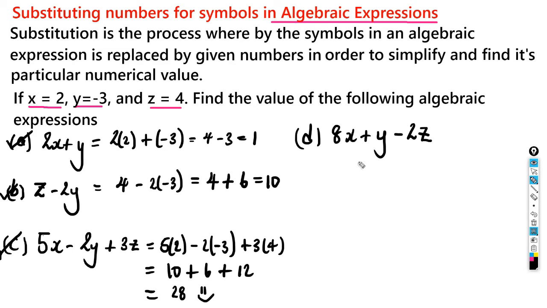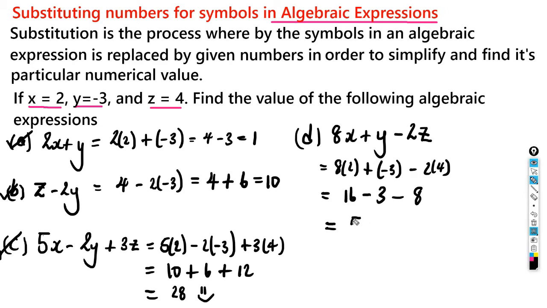Okay. So let's look at the last one here, D. And we have 8x, which is equal to 8 multiplied by 2, plus y, which is negative 3, minus 2 multiplied by 4. Cool. So we're going to end up with 8 times 2, which is 16, minus 3, and minus 2 times 4, which is 8. And then 16 minus 8 should give us 8. And 8 minus 3 should give us 5. So the answer is 5.